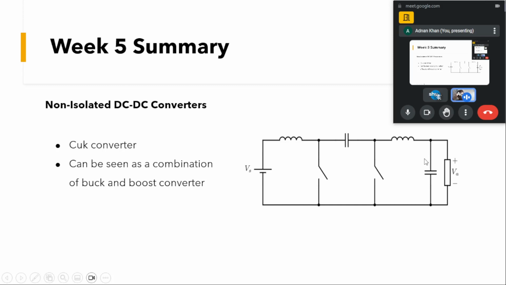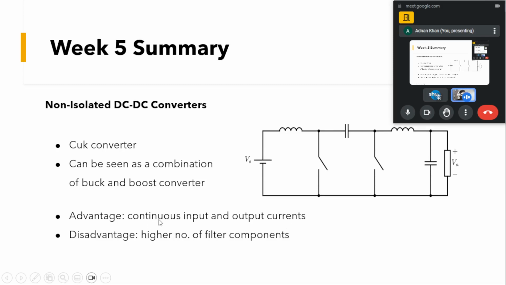Let us say we have an application where we want a smoother input current compared to the switch current of the buck converter. There we can use this Cuk converter. So the advantage of this Cuk converter is that we can have continuous input and output currents. And the disadvantage of this Cuk converter is that we have a larger number of filter components.